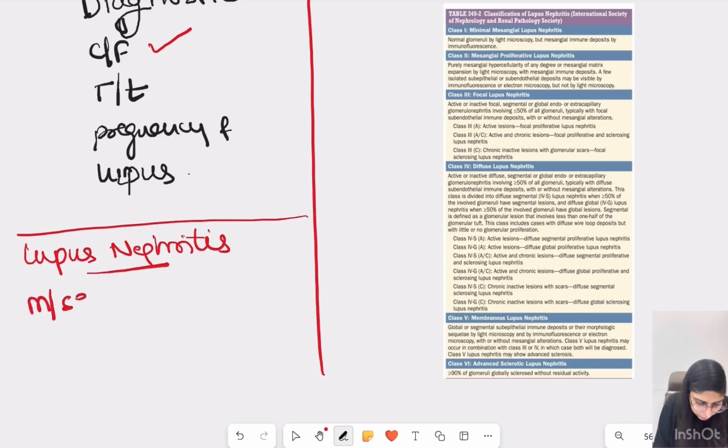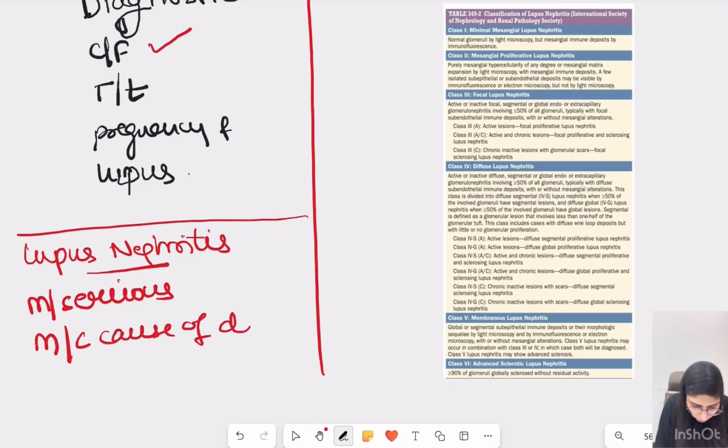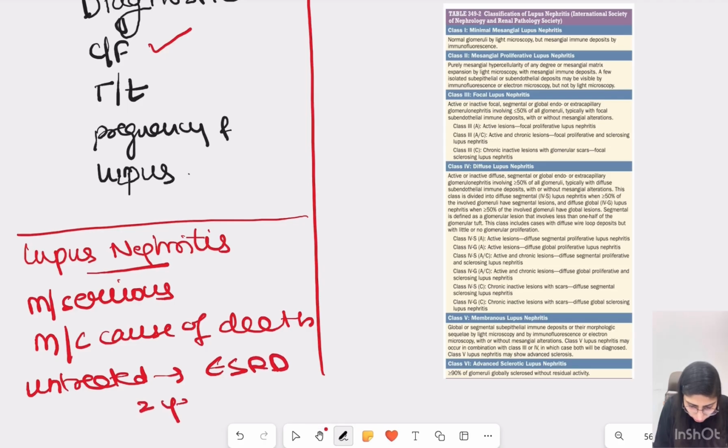So lupus nephritis, the most serious feature of SLE, most common cause of death in SLE. If it remains untreated, it leads to end stage renal disease within 2 years, and of course, it increases the mortality. So whenever you diagnose a patient of SLE, this is a tip for all the MD residents out there, or all the people who are going to take MD medicine. If you are suspecting SLE, please screen the patient for lupus nephritis.